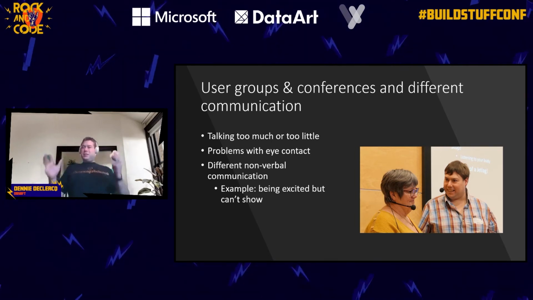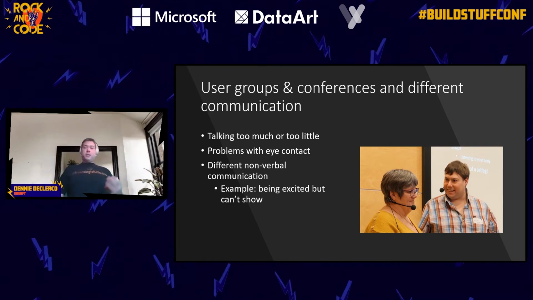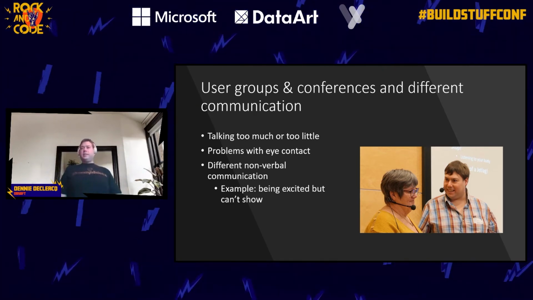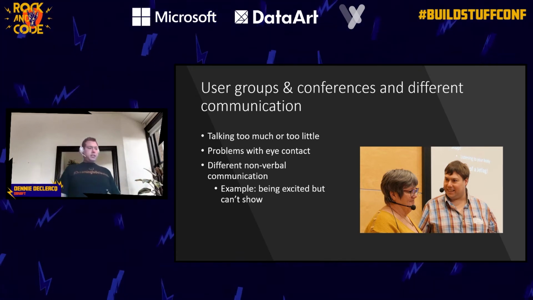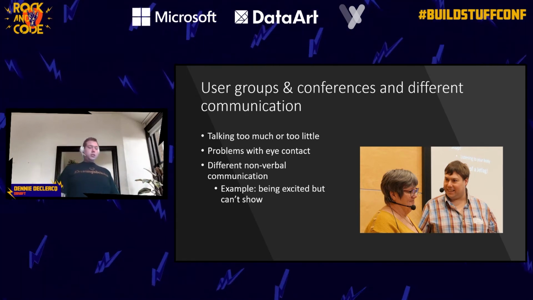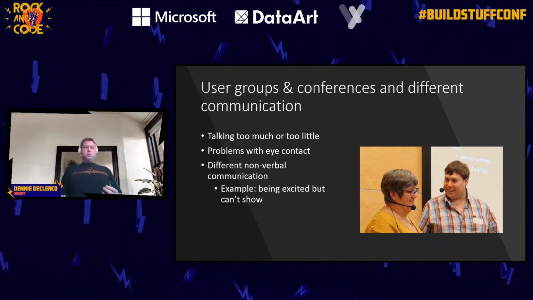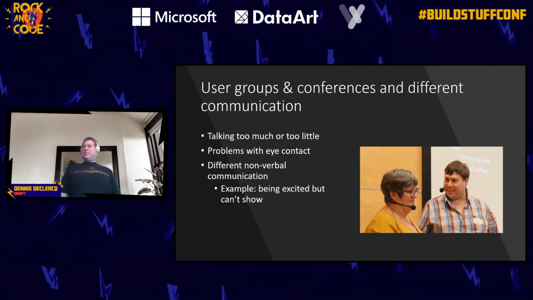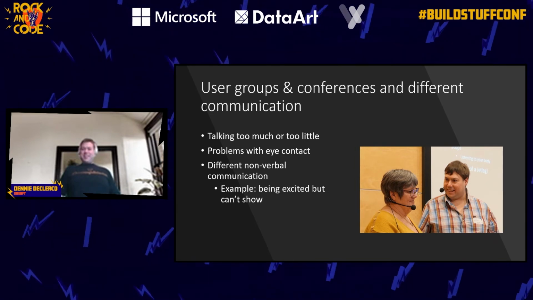But sometimes it's difficult. As I said, eye contact can really be a struggle for people with autism, and also different non-verbal communication. An example can be really being excited about a speaker, but you can't show the appreciation. Or otherwise, you are excited about a speaker and you show the appreciation too much, so that they say, "Oh my God, you are stalking me."